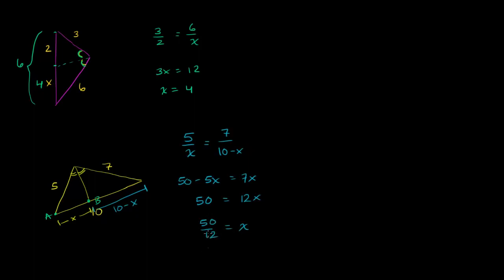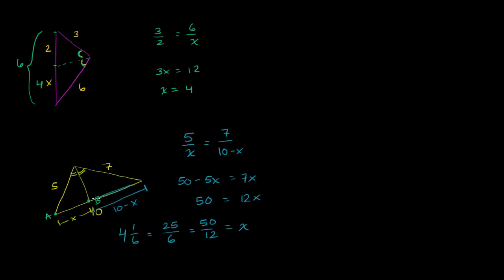And we can reduce this. Let's see, if you divide the numerator and the denominator by 2, this is the same thing as 25 over 6, which is the same thing, if we want to write it as a mixed number, as 4. 24 over 6 is 4. And then you have 1/6 left over, 4 and 1/6.